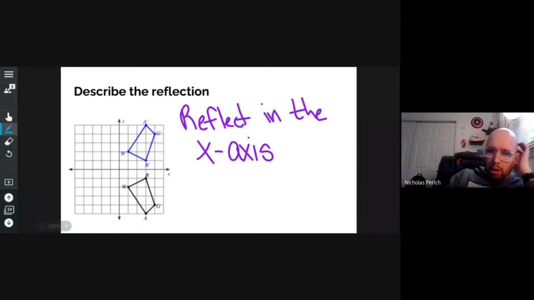And it's easy because, look, there's R, it's one unit under that line, and there's R prime. You're basically looking for where you can draw a line that's literally in between those two. And it's the x-axis that's literally in between the pre-image and the image.